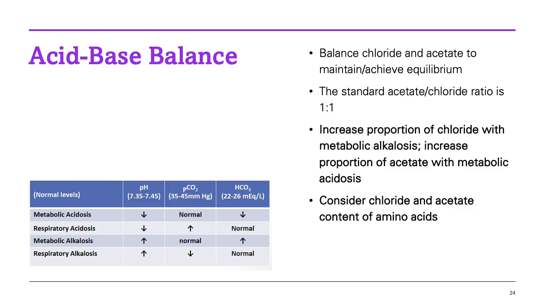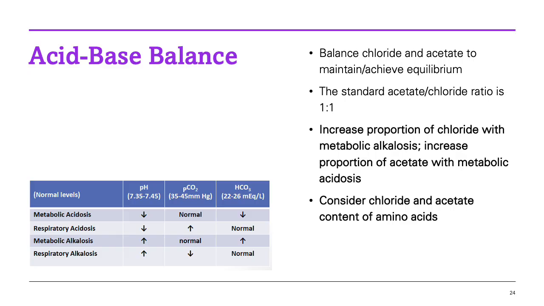Basically, we want to make sure that we're balancing the chloride and the acetate in the PN to help maintain and achieve equilibrium. Your standard acetate to chloride ratio is 1:1. This table on the side gives you a quick way to determine if the patient has acidosis or alkalosis and whether it's respiratory versus metabolic. Note that in the TPN, if your patient has respiratory acidosis or respiratory alkalosis, nothing we really do in the TPN is going to help that. That's respiratory driven. That's going to be on the physicians to really fix that.